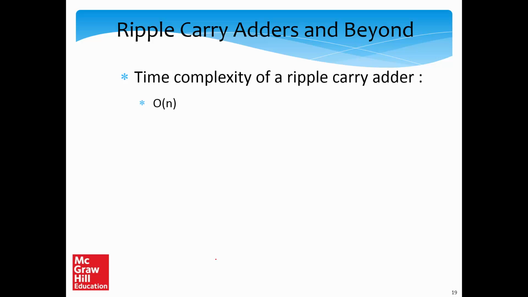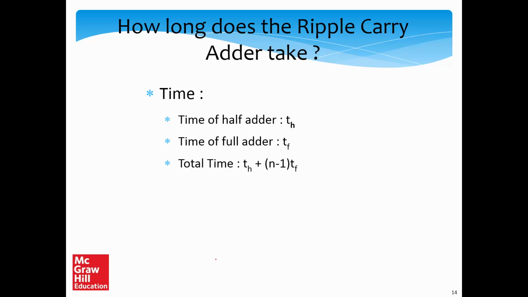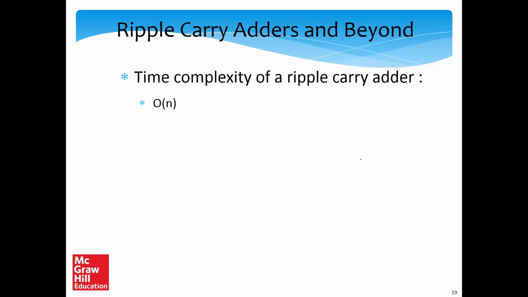So let's take a look at the complexity of a ripple carry adder. So let's actually go back. At this point, what we see is that the time complexity is th plus n minus 1 times tf. Basically these th and tf are constants. So the only variable in here is n, and so we can say that this is equal to order of n, where n is the number of bits that we are trying to add. So the complexity of a ripple carry adder thus becomes order of n, in the sense that asymptotically, roughly we will take order n steps if we have n bits.